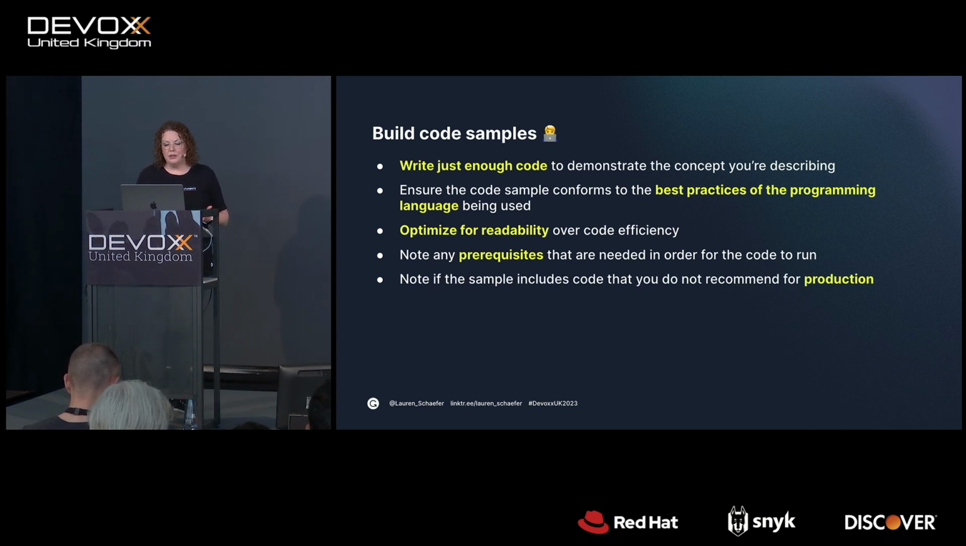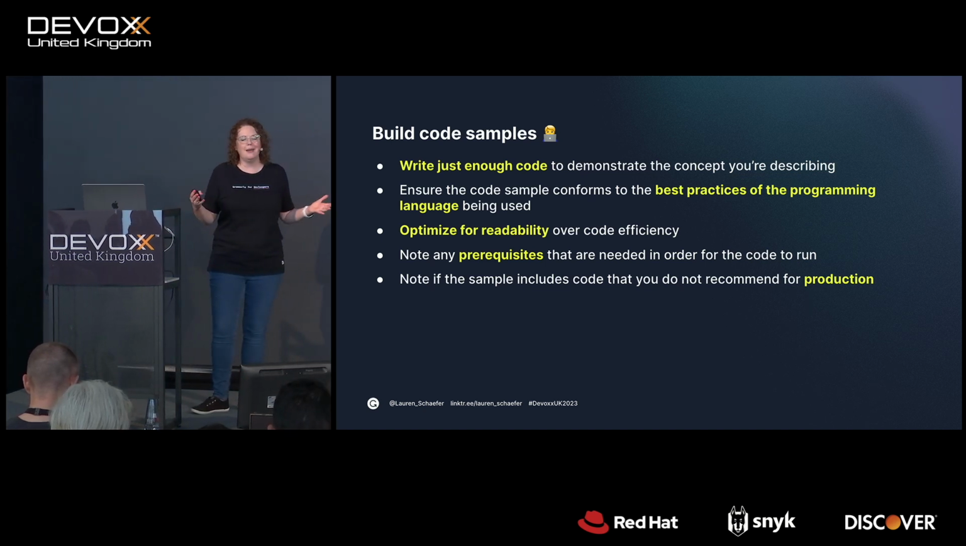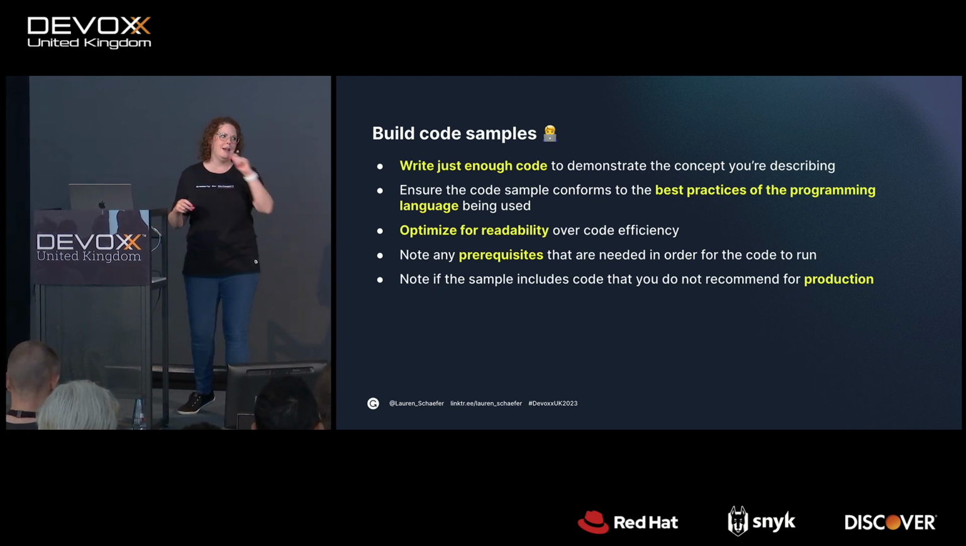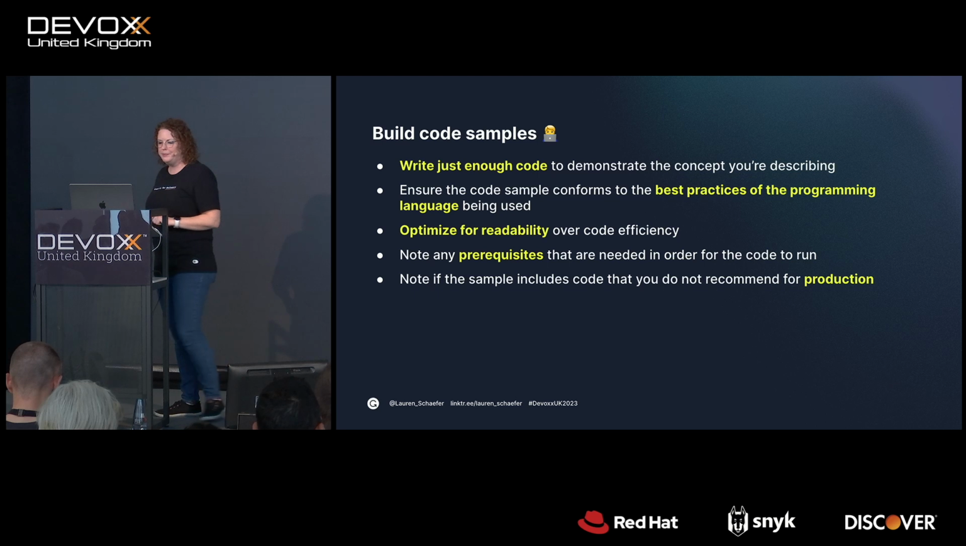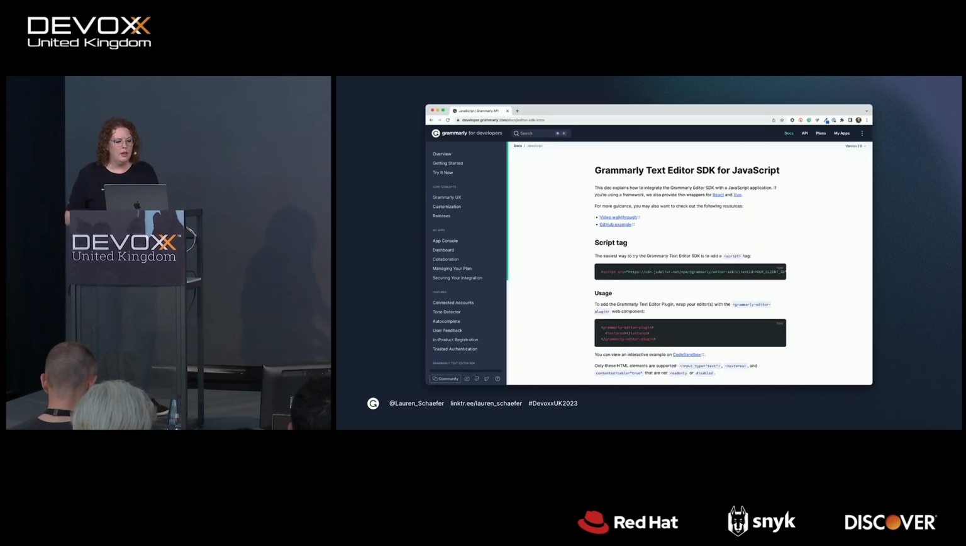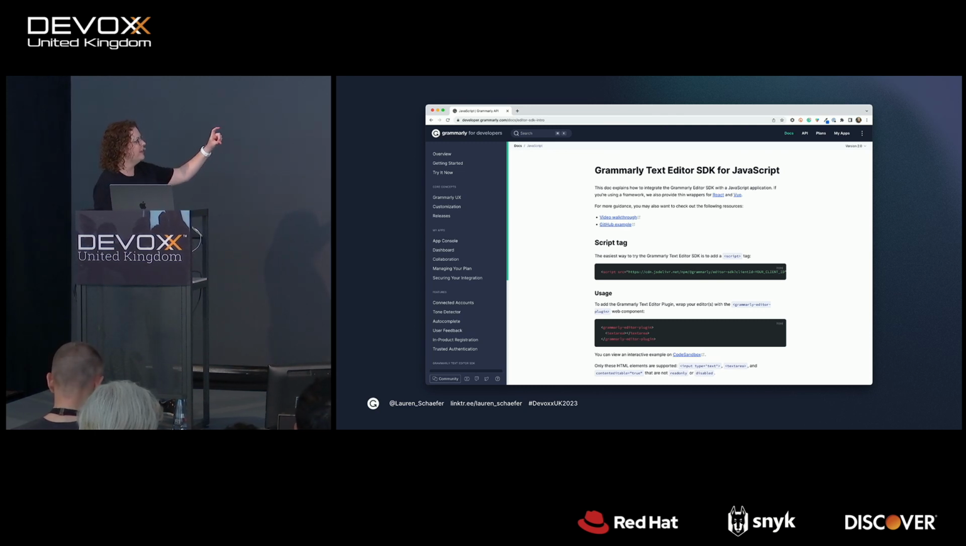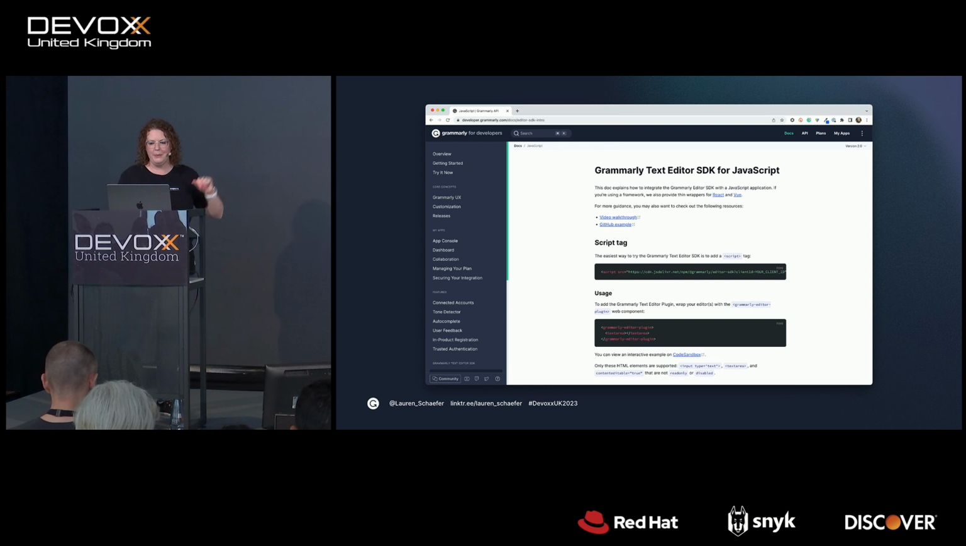Note if the sample includes code that you do not recommend for production. Ideally, you're only going to include production-ready code. It's not always possible. If that's the case, make sure it's super obvious, because again, we're all going to come in and just copy and paste your code sample. So looking at our docs, many of our docs include embedded code snippets, and we've got them formatted in dark mode so that they really pop on the page.